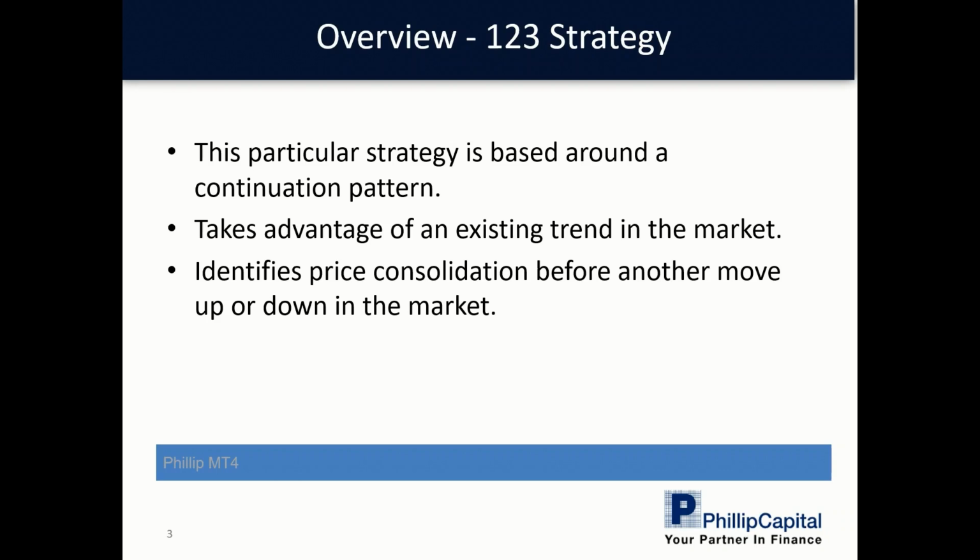So just an overview firstly on the 1, 2, 3 trading strategy. This particular strategy is based around a continuation pattern on the chart, and it takes advantage of an existing trend in the market. That trend can be up or down. In this particular video, we're going to be looking at an upward trending market and how the 1, 2, 3 trading strategy can be used to take advantage of a trend upwards in the market. It also identifies price consolidation before another move up or down in the market.